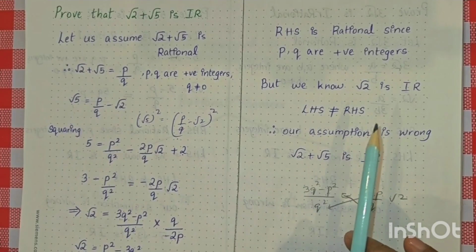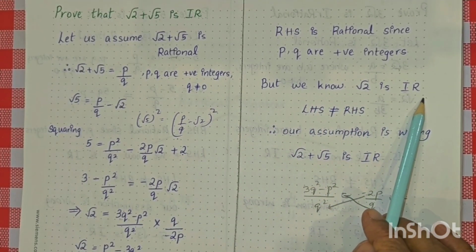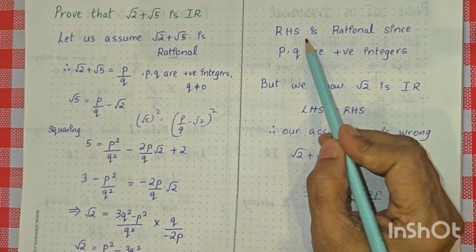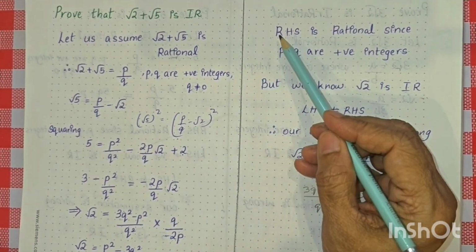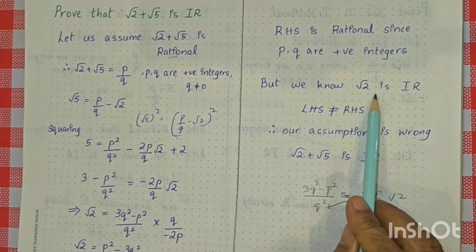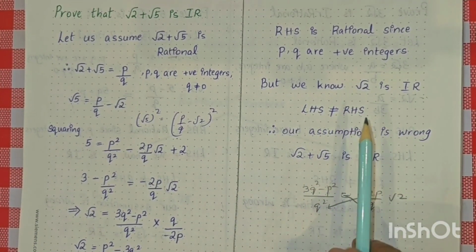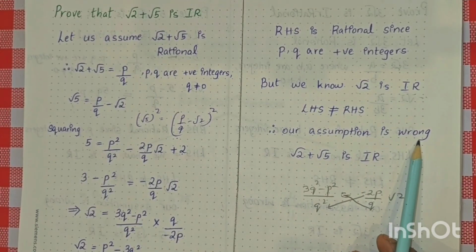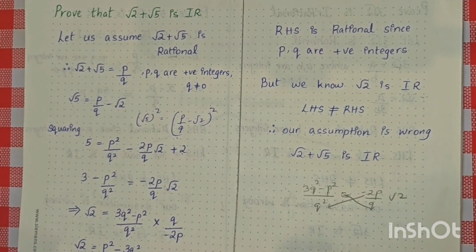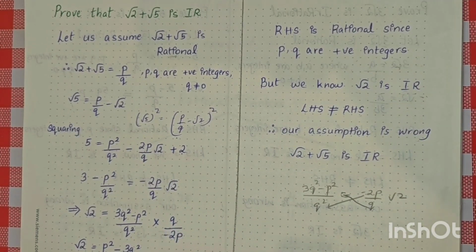If it is a 2-mark question, you can simply say we know that root 2 is irrational, but from our calculation we got RHS, right hand side, is rational, but LHS is irrational. That means LHS not equal to RHS. Therefore, our assumption is wrong. Therefore, root 2 plus root 5 is irrational. So, these type of questions are also very sure questions in your exams.